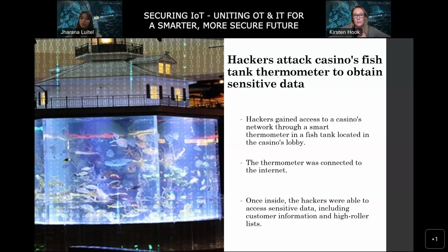Once the attacker obtained the database, they were able to exfiltrate it out of the network through the thermometer, bypassing the casino security controls. This incident served as a warning to companies to be more vigilant about the security of their IoT devices and also to take steps to ensure that they are adequately protected. So the lesson here was to secure your laptop, secure your smartphone, secure your tablet, and before I forget, secure your fish tank as well. So yeah, this was one of the examples of an IoT attack.